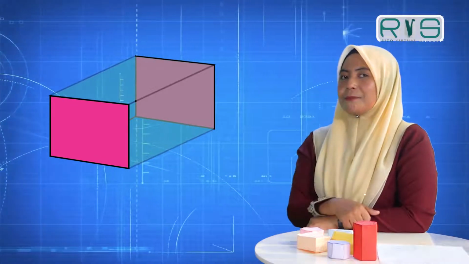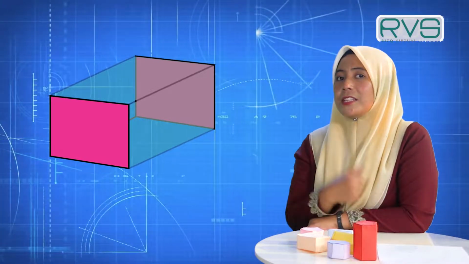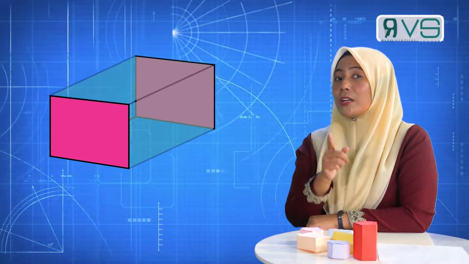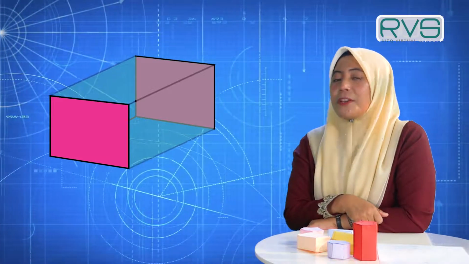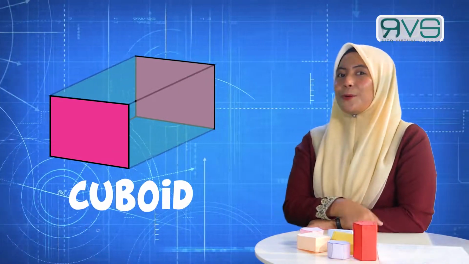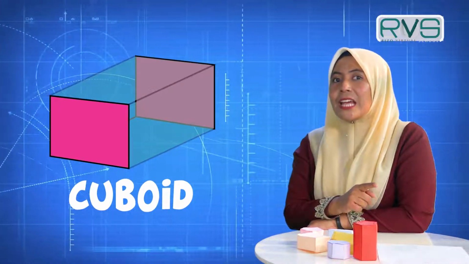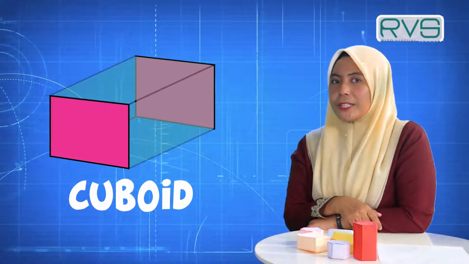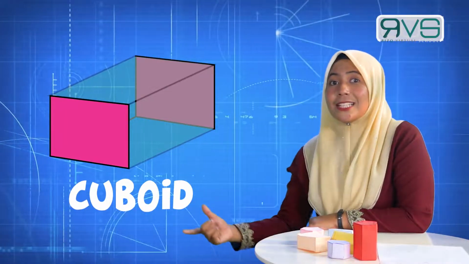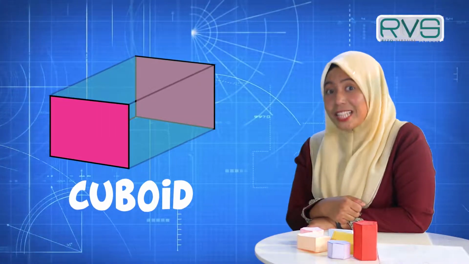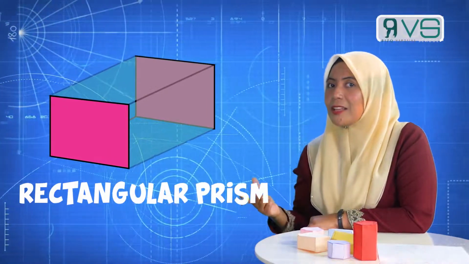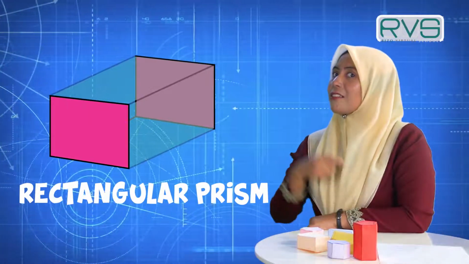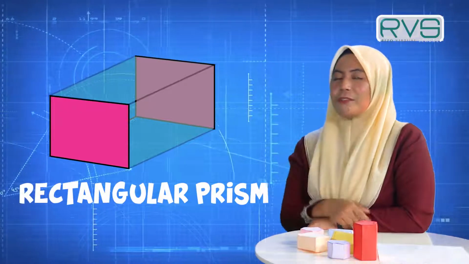You see this prism, but I want to ask you first: does it remind you of one of the 3D shapes that you already learned before? Yes. What is that? Very good. That is a cuboid. So actually a cuboid is also a prism, but when it comes to prisms, the name becomes different. If you look at the shape, the base shape is a rectangle. So what do you think the name of the prism is? Yes, that is a rectangular prism. So that means a rectangular prism is also a cuboid. Very good. Now we go to the next prism.